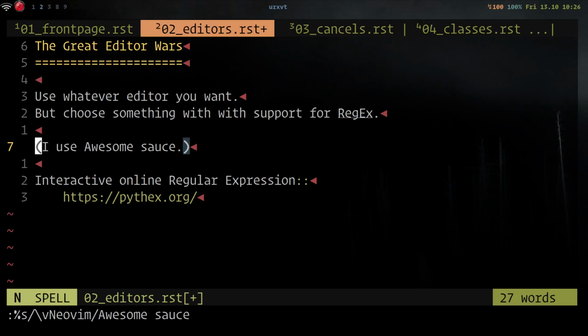I'm using my editor to do search. I'm using my editor to do substitution. That's all you need to know about Vim as part of this lecture.